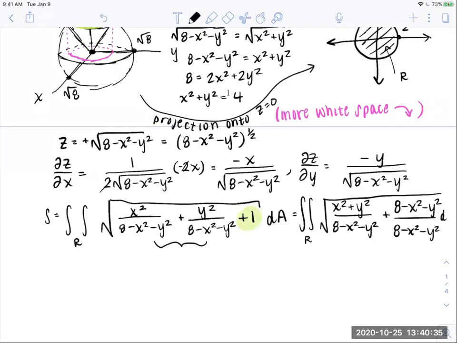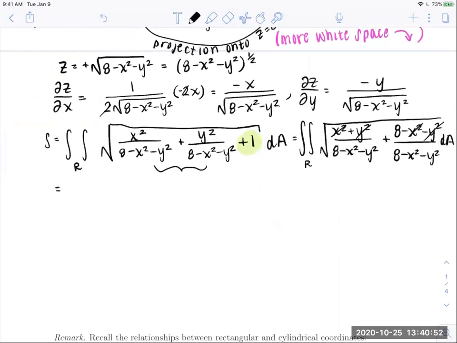All the while we have this dA tacked on at the back. So now that I have all of my fractions with a common denominator, I can combine and I see my x squareds cancel and my y squareds cancel. And this entire double integral here, with the inside collapsed to this single expression under the radical, is 8 over 8 minus x squared minus y squared, dA.